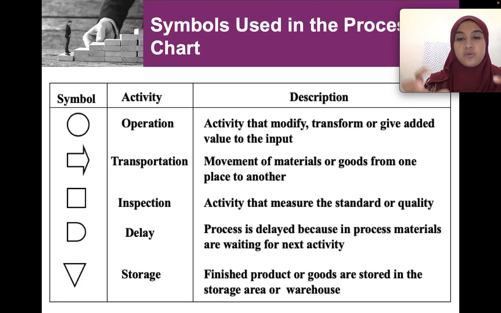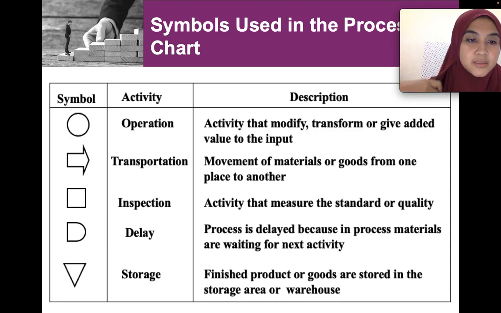So you have to move the bomboloni from section A to section B in order to fill up the jam inside the bomboloni. So there is a movement. So you need to use the arrow shape here to signify the movement of material or goods from one place to another, from one section to another section.